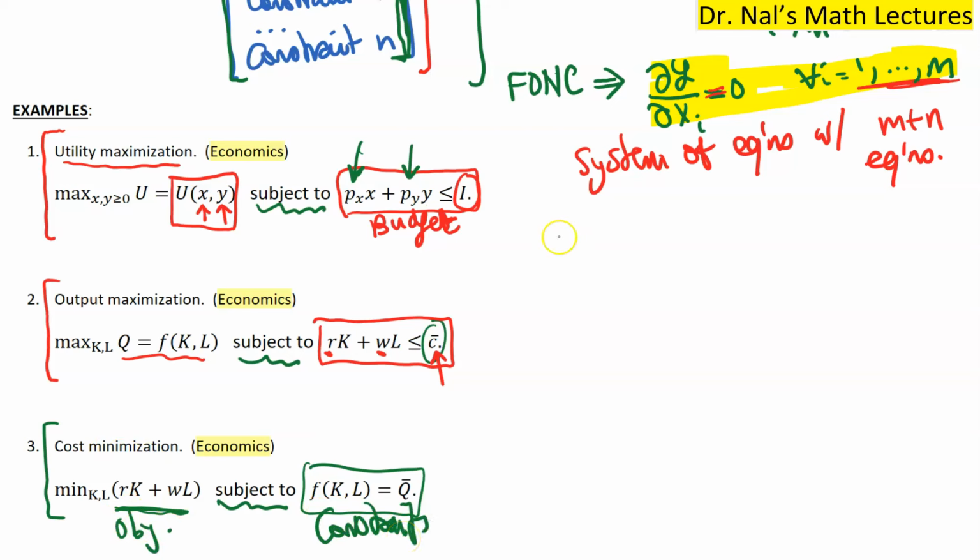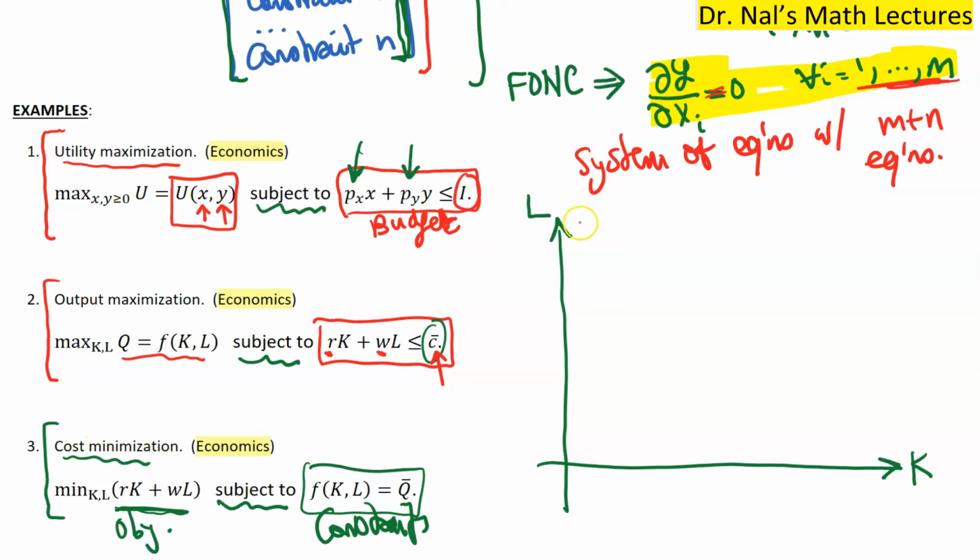Just as an example, in the economics profession it is, well, not sometimes, almost all the time, common practice to have capital and labor on the x and y axes, and then to draw, for instance, let's have a look at the cost minimization problem. We can draw what's called the isoquant. This is the isoquant associated with this level of production. We want to produce Q equals Q bar. This is the minimum level that we want to produce.